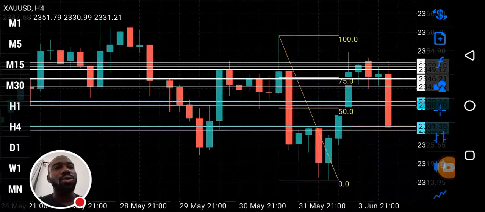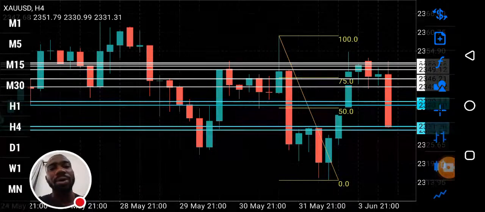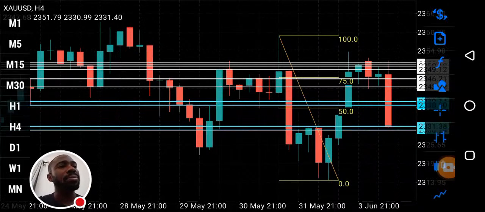Okay, so that's it for gold. Gold is bearish. Don't sell now, please. You should wait for a pullback before you consider selling gold. Don't sell gold at the current market price, please. The risk is too high.